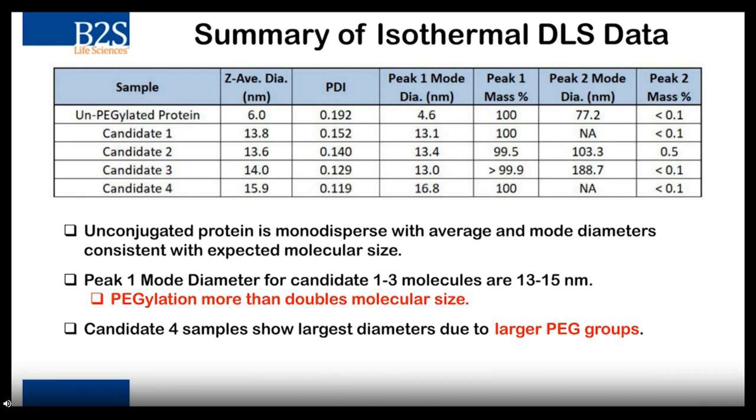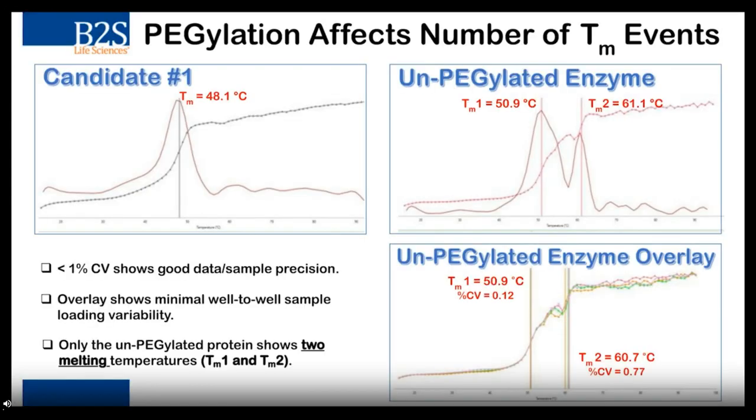So bringing it all together, this is a table of the DLS data taken before the melting point determinations. You can see that we went from 6 to 13 to almost 16 in terms of the average diameters, and then the mode diameters go from 4.6 to about 13 to about 17. And this is so far all consistent with our expectations.